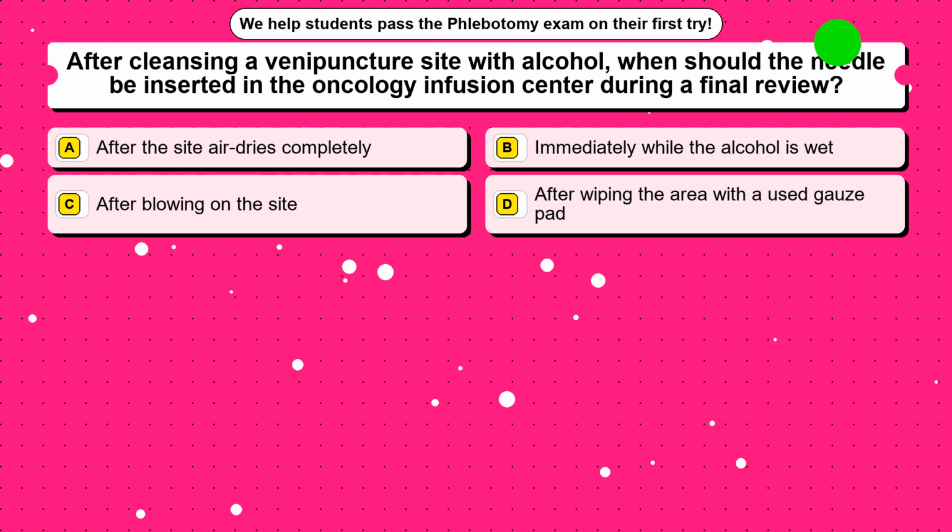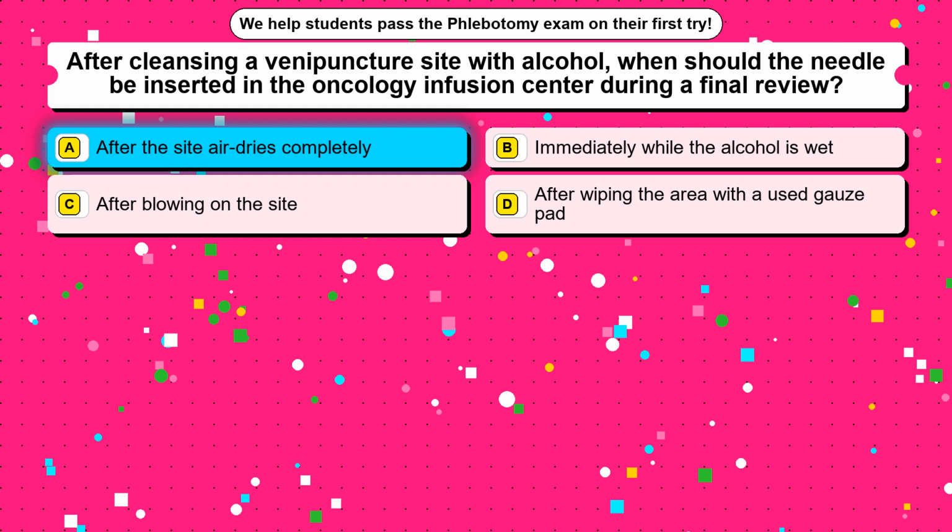Question 5. After cleansing a venipuncture site with alcohol, when should the needle be inserted in the Oncology Infusion Center during a final review? Option A, after the site air dries completely. Option B, immediately while the alcohol is wet. Option C, after blowing on the site. Option D, after wiping the area with a used gauze pad.